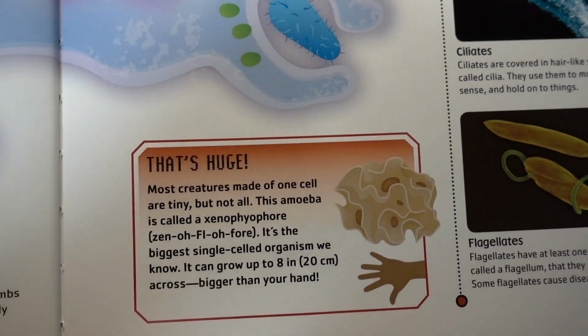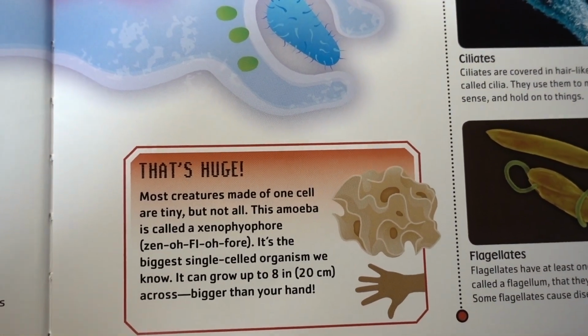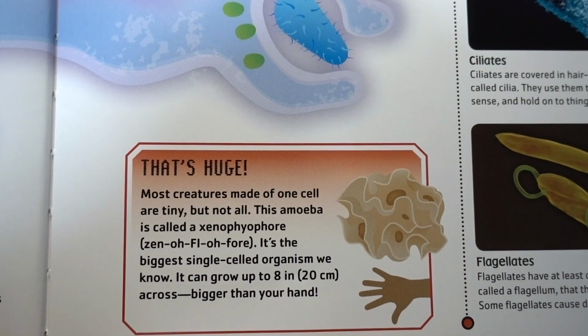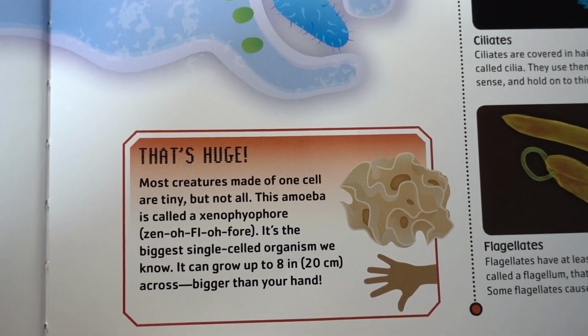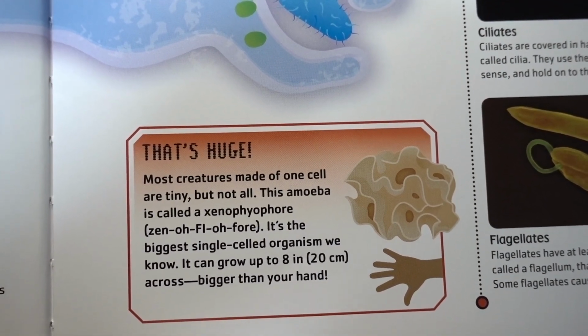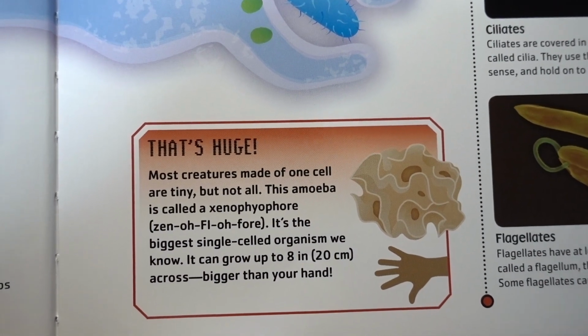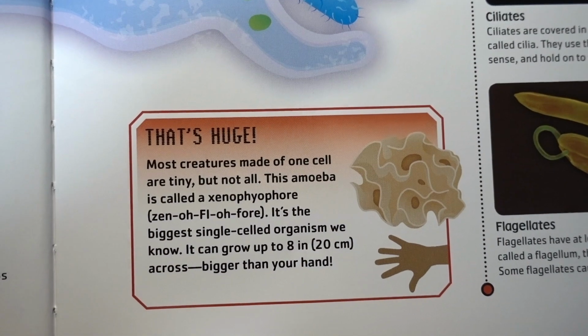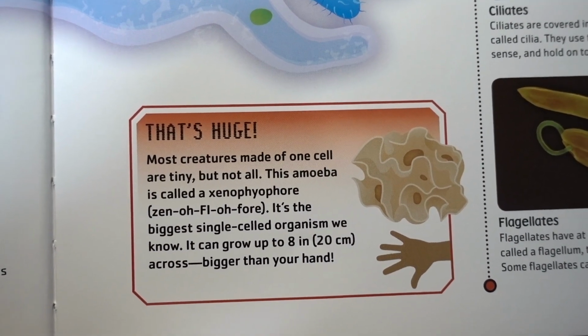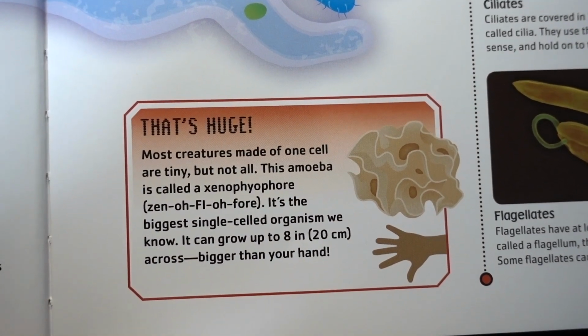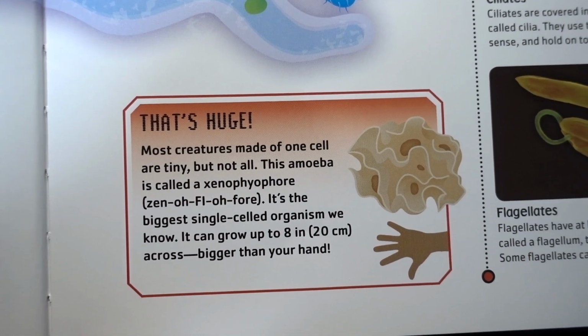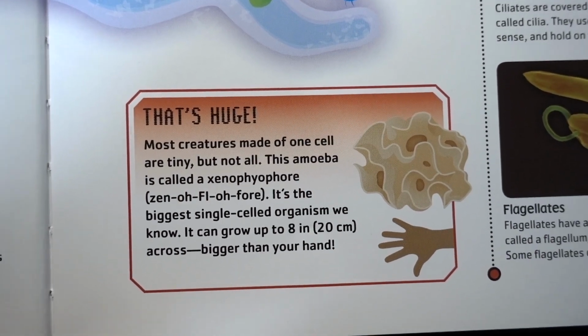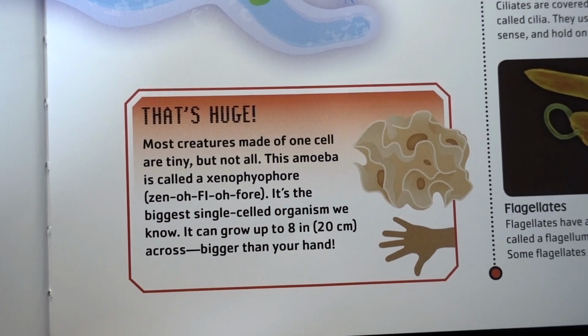That's huge! Most creatures made of one cell are tiny, but not all. This amoeba is called a Syringammina. It's the biggest single-celled organism we know. It can grow up to 8 inches, 20 centimeters, across, bigger than your hand.